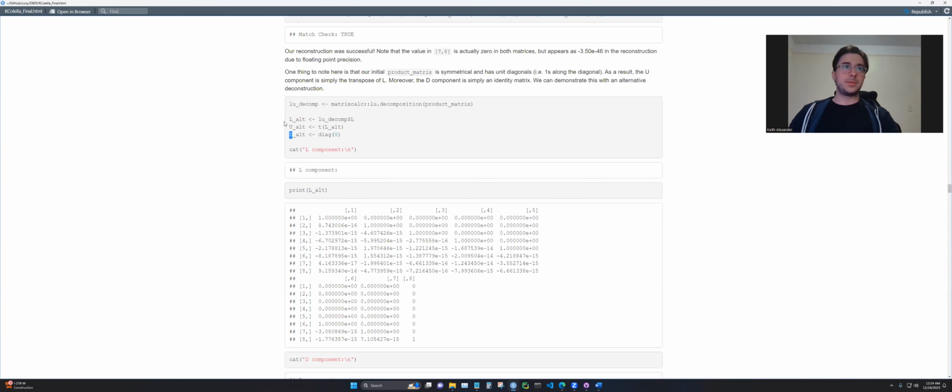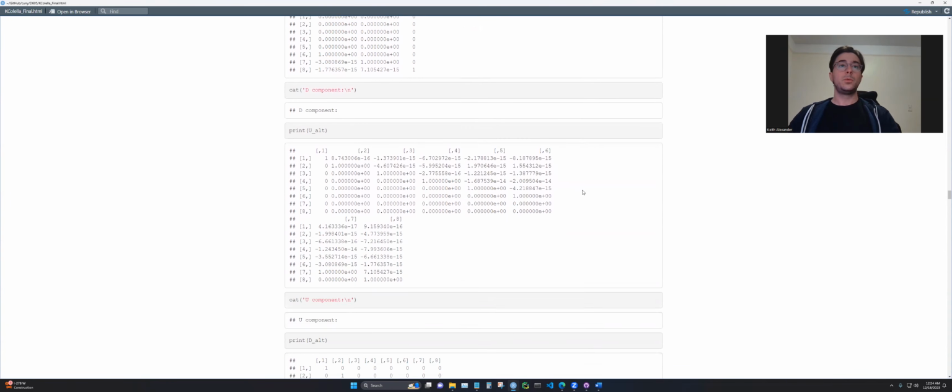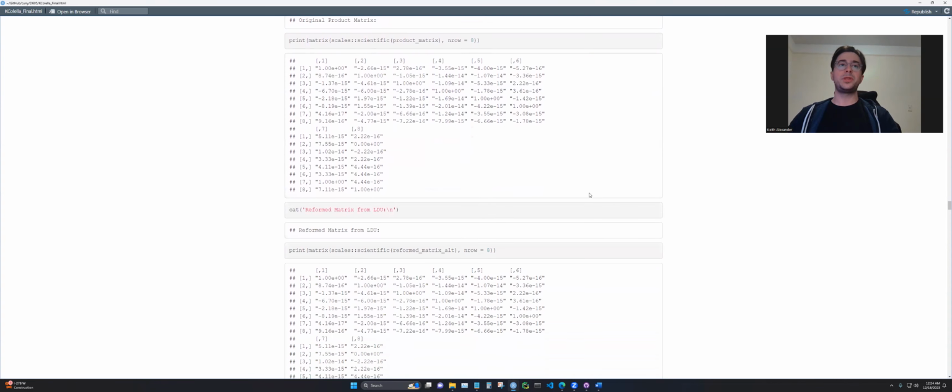And we show how that comes out here. We take the lower component and just transpose it to form the upper component. And then for the diagonal component, we just take an identity matrix of the same size. We print those out here and then run our same check with this alternative LDU decomposition.